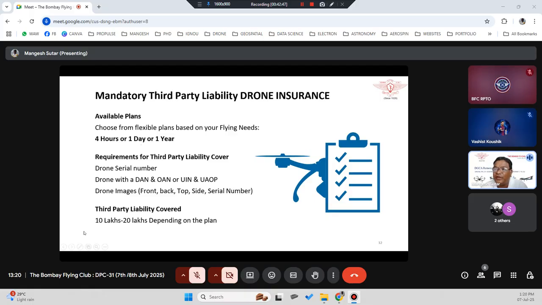Okay, so anytime you are doing any commercial activity, your agricultural drones, your commercial surveillance drones, inspection drones, monitoring drones, your delivery drones, all need to be insured with third party insurance. Okay, that is mandatory as per Drone Rules 2021.